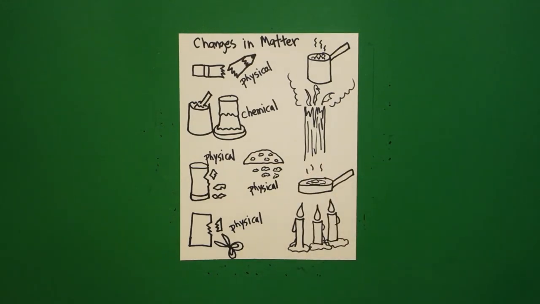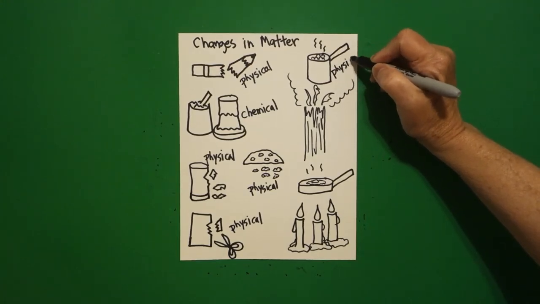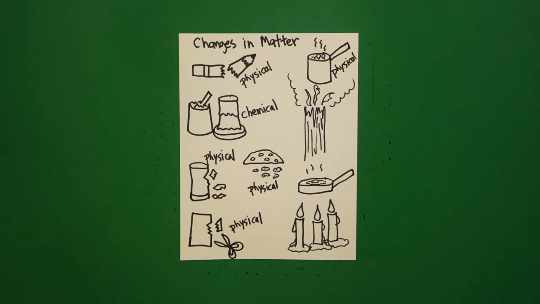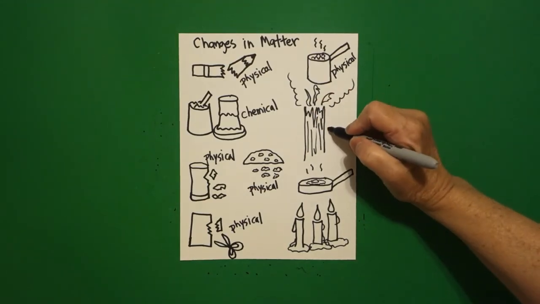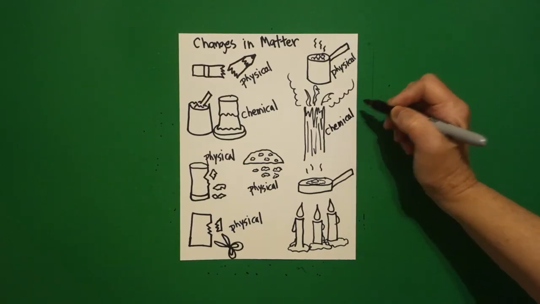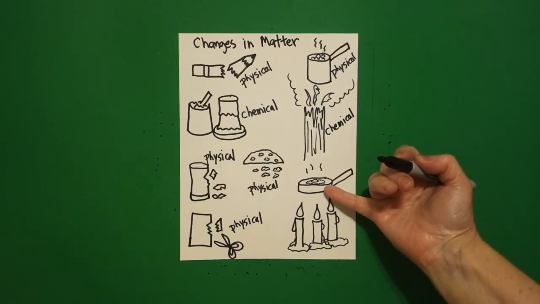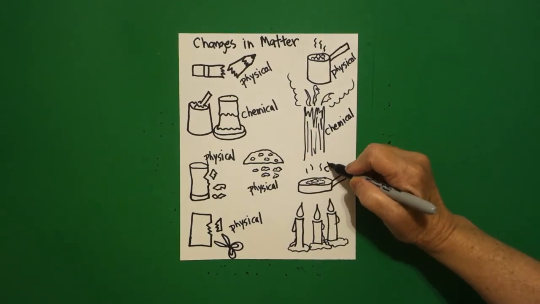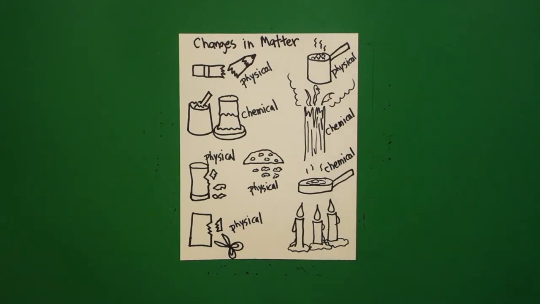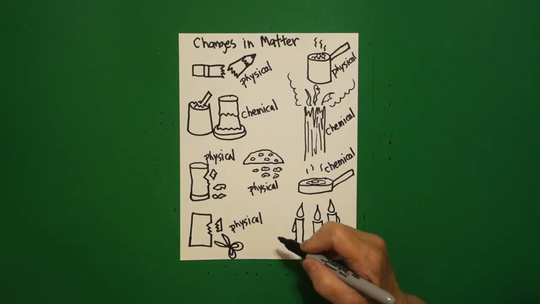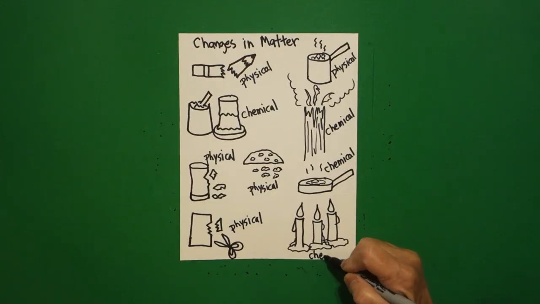Okay? However, if you boil water, you still have a physical change. But if you burn wood, that is a chemical change. Changes in the matter. If you take an egg and you fry that egg, that is a chemical change in matter. Okay? And finally, if you are burning candles, that also becomes a chemical change. Because you're going to end up with a new substance.